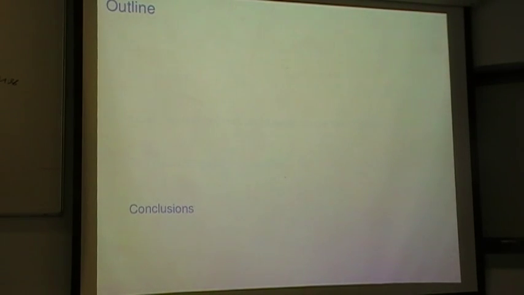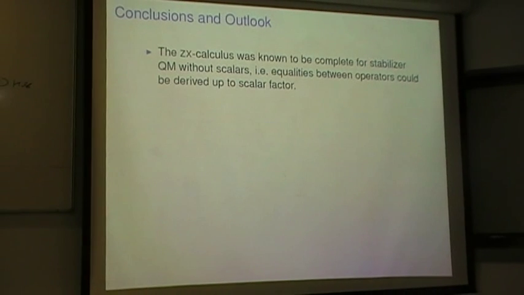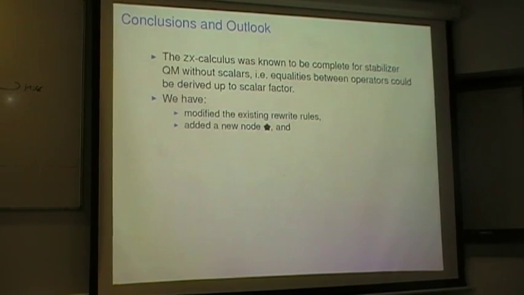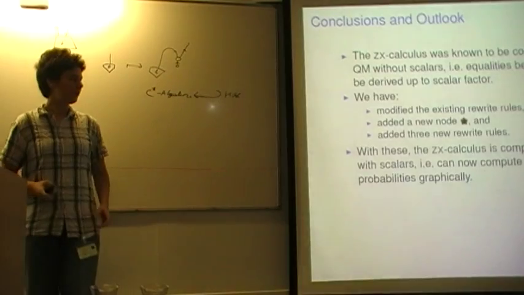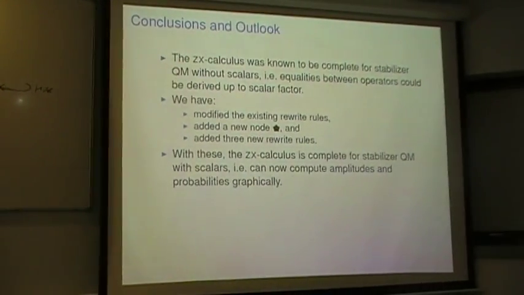Right, so for the conclusions: previously I've talked about how the ZX calculus is complete for stabilizer quantum mechanics, but this was a completeness proof that ignored scalars, so equalities could only be derived up to scalar factor. I've now modified the existing rewrite rules to be exactly true, not just up to scalar factor. I've added a new node, the star node, and 3 new rewrite rules. Using those, I've shown that the ZX calculus is now fully complete for stabilizer quantum mechanics with scalars.